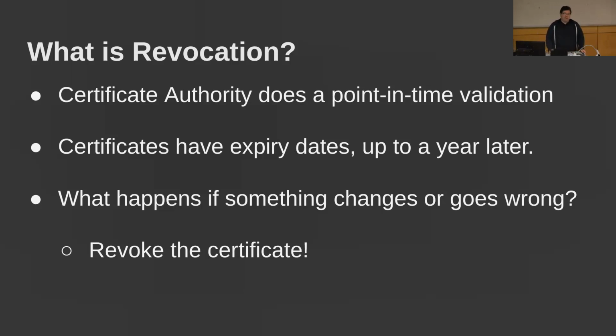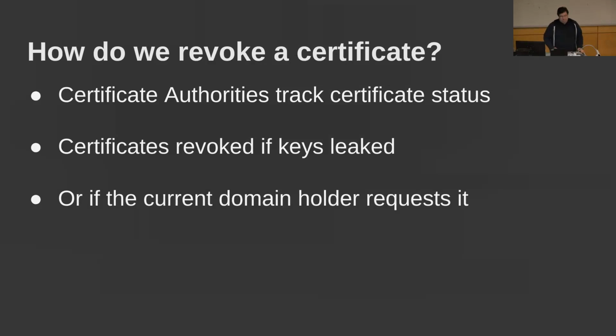Certificates have an expiry date, usually up to a year. And so there's this timeline that we don't have to worry about it after a year, but before then, we have various solutions to basically push that untrusted date earlier. The certificate authority is the one who's in charge of tracking that status.